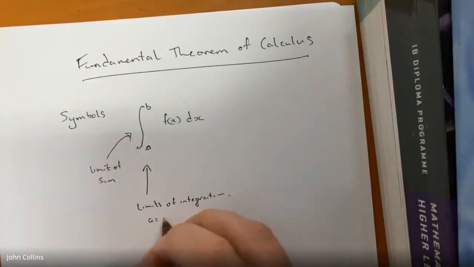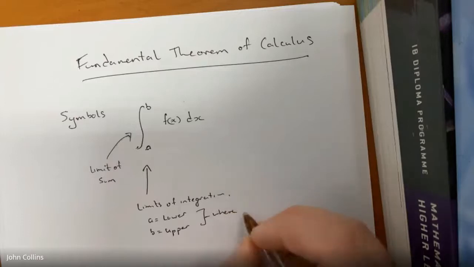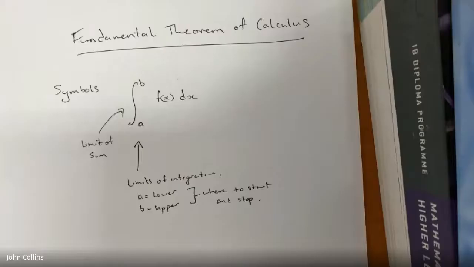With A being the lower limit, and B being the upper. So basically, where to start and stop. And then you're gonna try to make A and B equal, like, between A and B closest to 0. No, not quite actually. No.